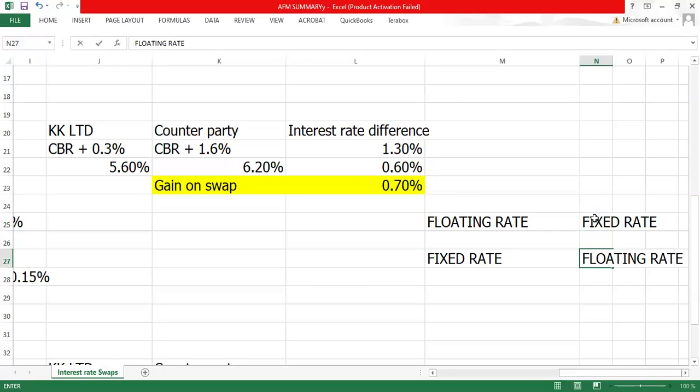If you realize that it benefits in both rates, let's say it benefits here and here, what will you do if you realize that in a swap arrangement it benefits both in floating rate and fixed rate? You look for where it benefits more.